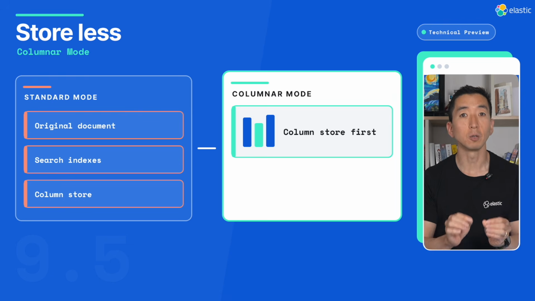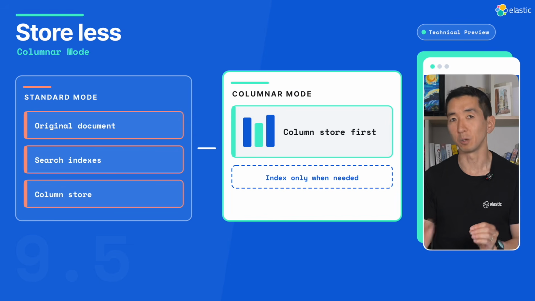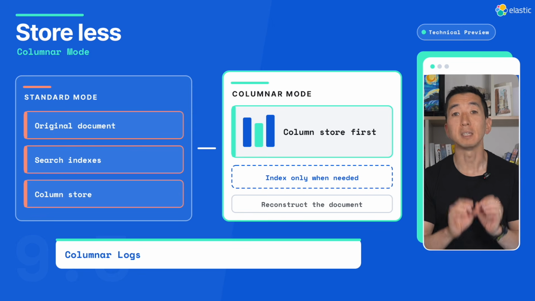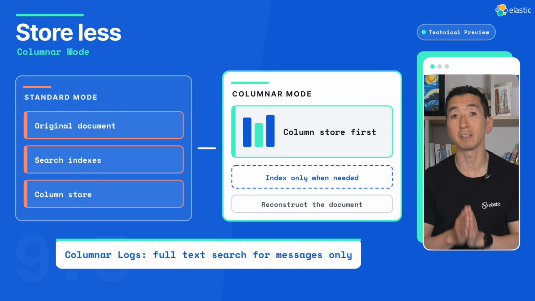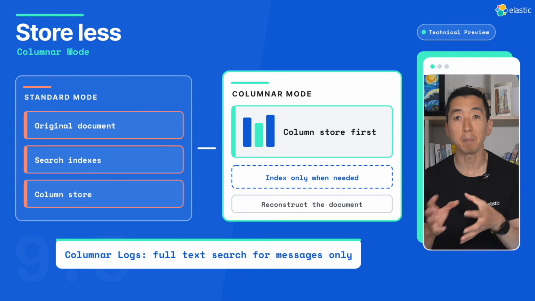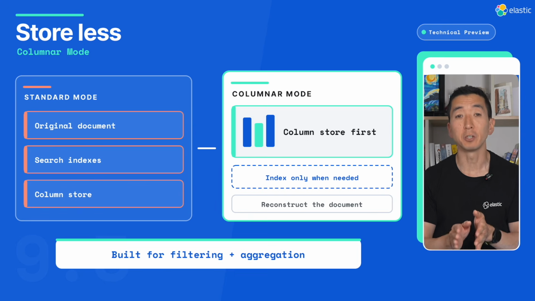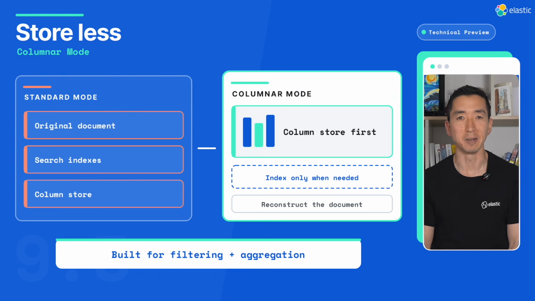Here, the column store is the primary representation and skips the additional indexes unless told otherwise. And Elasticsearch reconstructs the document from those columns. Columnar Logs is the first specialized profile using Columnar Mode. It keeps full text search for the log messages while making the remaining fields columnar by default. Analytical data no longer has to pay for every search capability by default. So for those of you with filtering and aggregation dominant logs workloads, Columnar Logs is a big win.